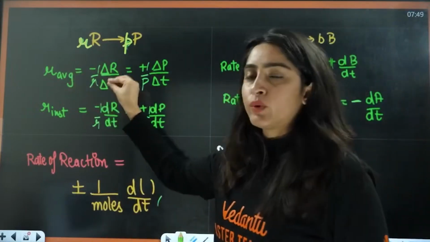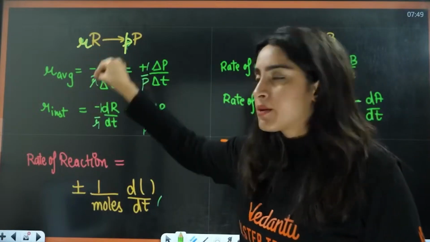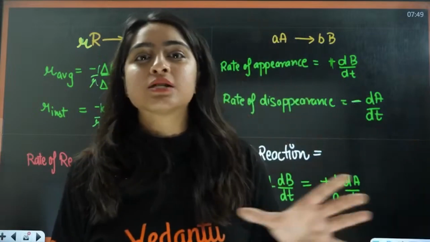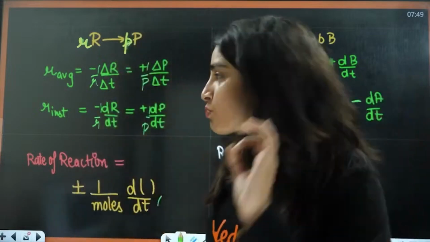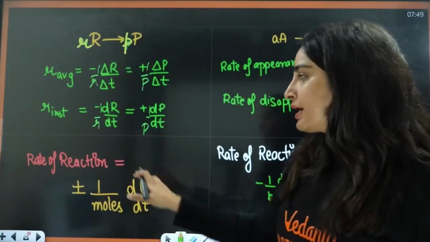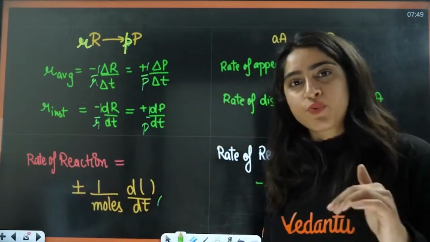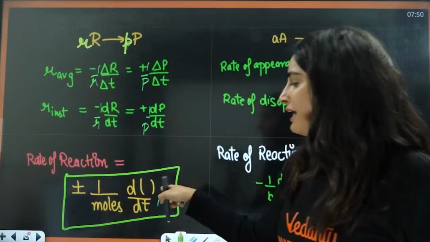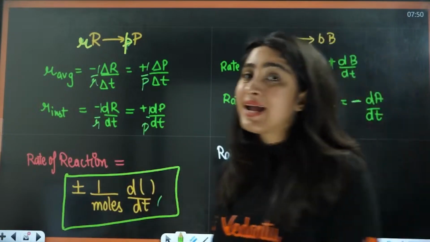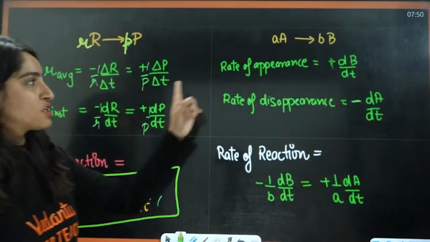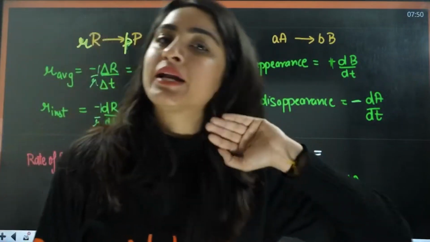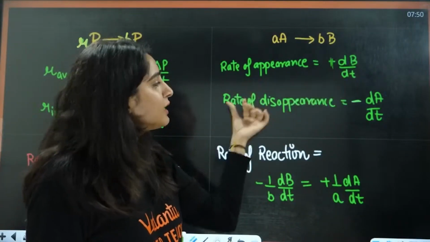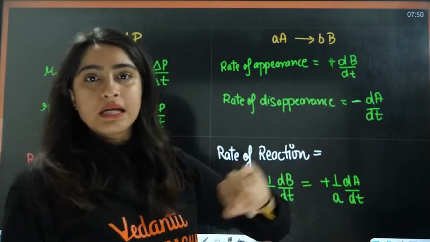While calculating the rate of reaction, we divide by 1 over the number of moles of R, and 1 over the number of moles of P. For the rate of disappearance, the sign is minus; for the rate of appearance, the sign is positive. The formula is 1 over the moles times d of whatever you are talking about divided by dt. For appearance, we do not divide by the number of moles; simply, rate of appearance is dB by dt, and rate of disappearance is minus dA by dt.